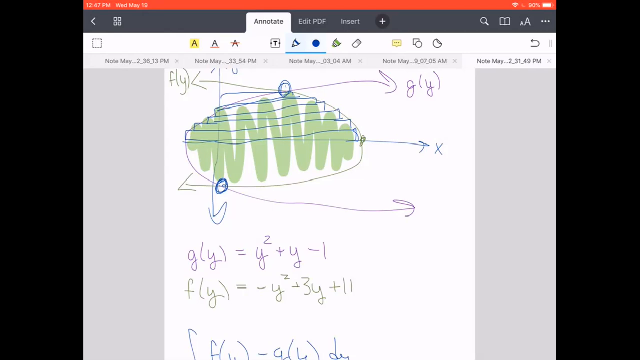So what I'm going to do is go to Desmos. I promise I'll come back to this screen if you still need to copy. It's all right.